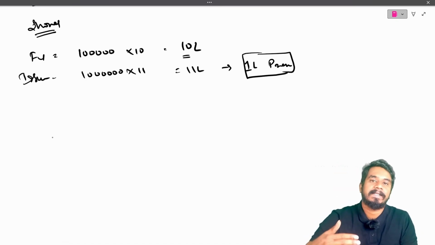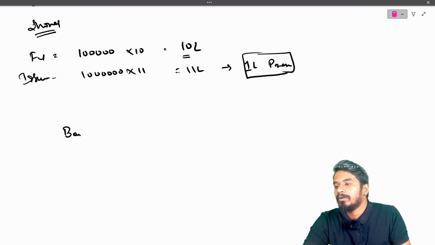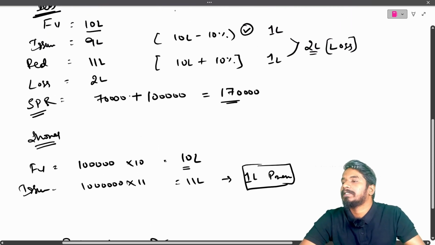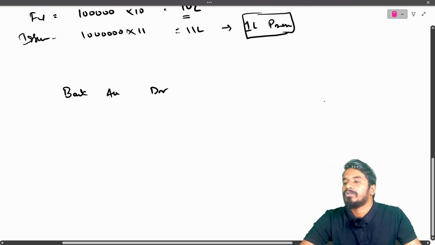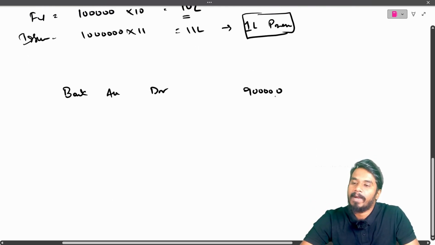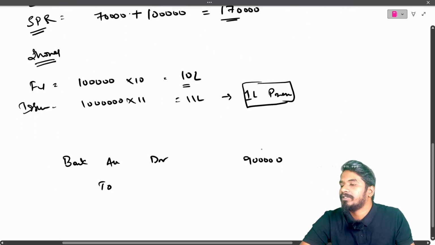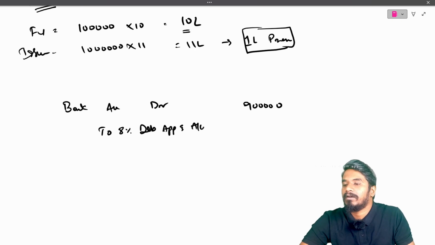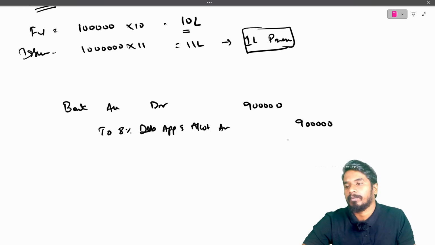The first thing, we will receive money to the bank account for debentures. Correct. So bank account will get debited for how much? We have issued debentures at 9 lakh rupees. Right. So that amount only we will receive in the bank account. Fine. We'll create a temporary account, that is 8% debentures application and allotment account, which will get credited for 9 lakh rupees.